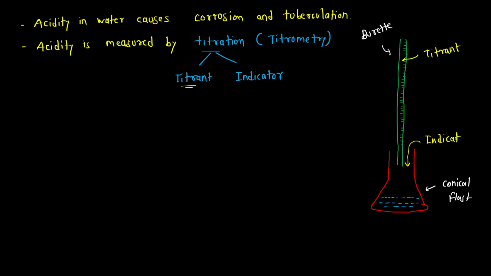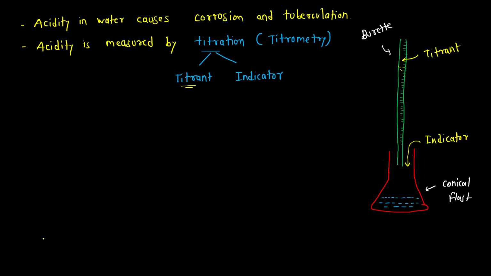So basically, first we take the water sample in the conical flask, then we add the required indicator, and then we fill the burette with the given titrant, and slowly we start the titration process. Drop by drop we drop this titrant into the mixture in the conical flask. When there is a color change, that reading we take.